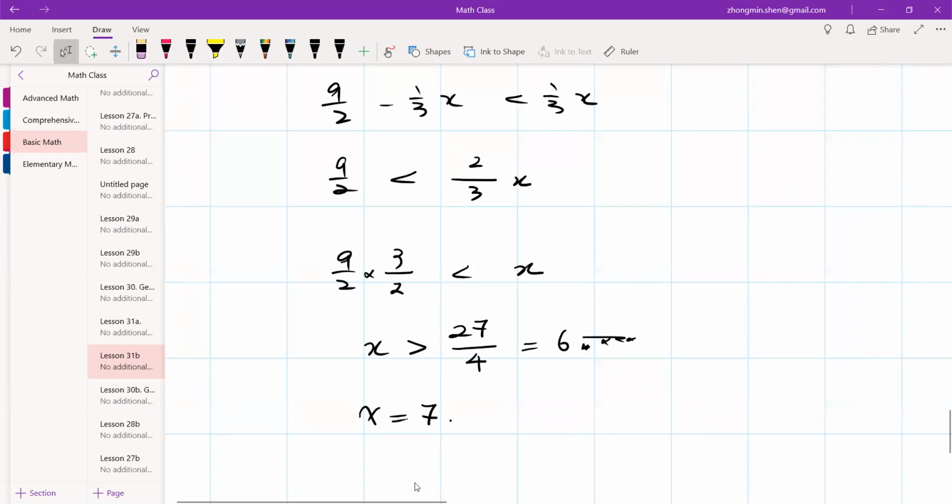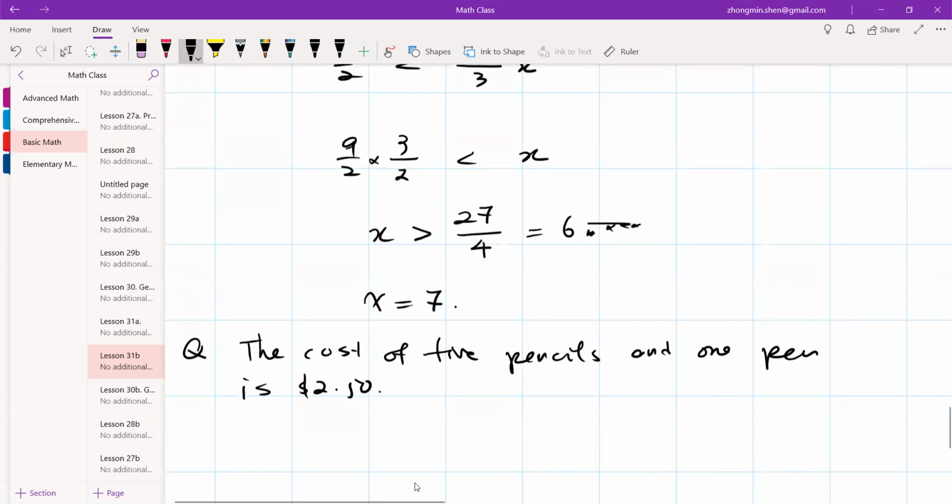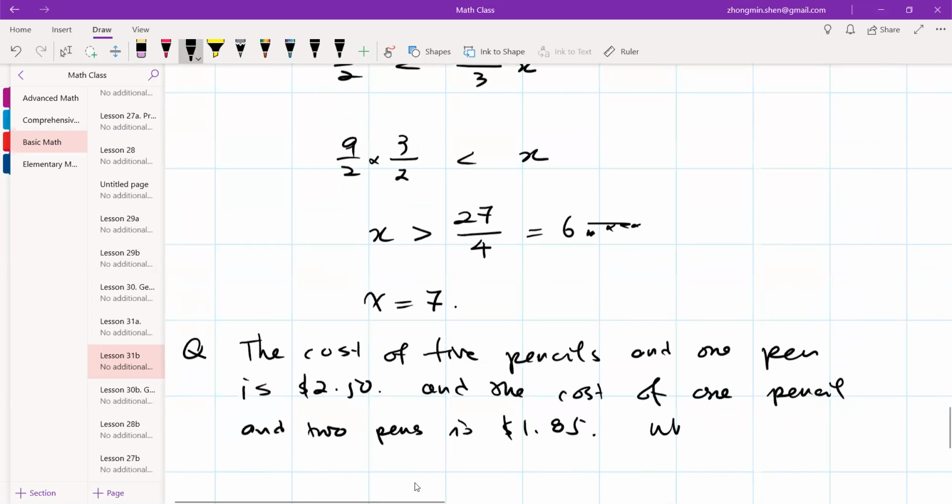All right, let's look at another story problem. The next problem is a story problem, and I just want to tell you the trick here. The cost of 5 pencils and 1 pen is $2.50, and the cost of 1 pencil and 2 pens is $1.85. My question is, what is the cost of 2 pencils and 1 pen?